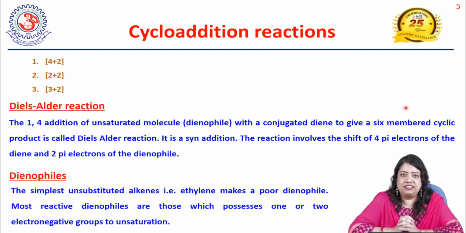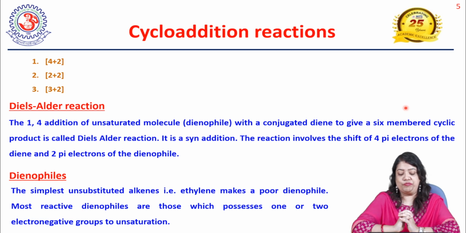So cycloaddition reactions could be subdivided into three categories, depending upon the number of pi electrons taking part in the reaction. The first one is 4 plus 2 pi electron cycloaddition reaction. Next is 2 plus 2 pi electron cycloaddition reactions. And the third category is 3 plus 2 pi electron cycloaddition reactions. This is also known as 1,3-dipolar cycloaddition reactions.